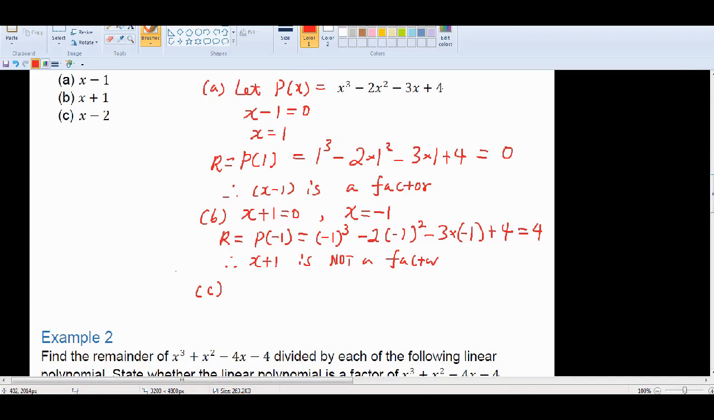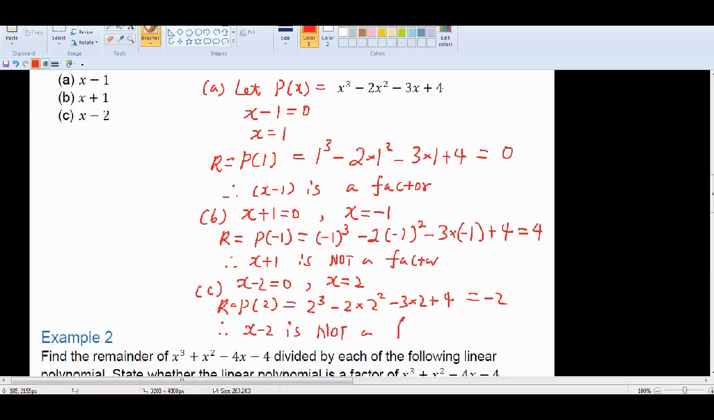For c, it's x minus 2. Think about what number we are going to substitute into the polynomial. You need to see when x minus 2 is 0, x equals 2. And then you just substitute 2 into the polynomial, and this time you'll find the result is minus 2. So the remainder is minus 2. It's not 0, so we know x minus 2 is not a factor.